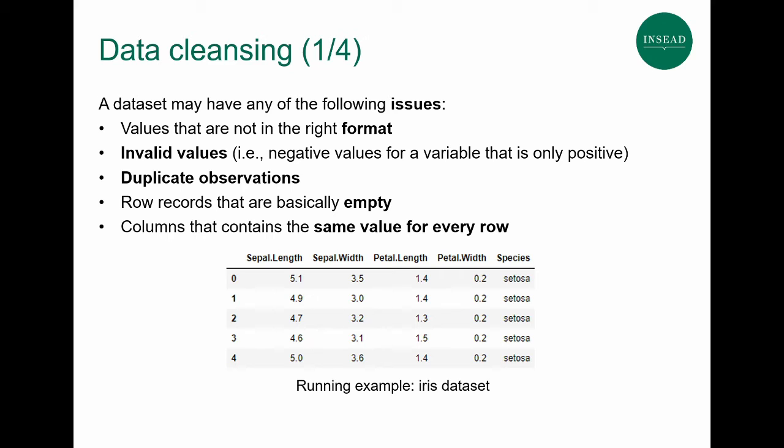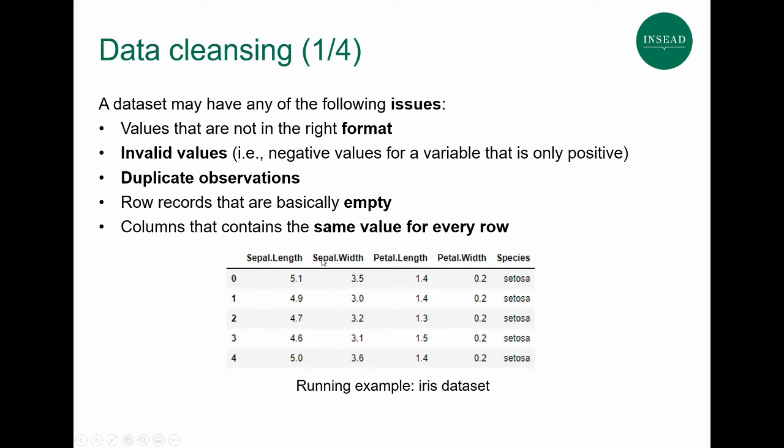We're going to be working with a running example. So if you open your notebook, you'll see that this is the example we're working with, the iris data set. So what is it about? The iris data set is about three different types of irises. One of them is setosa.